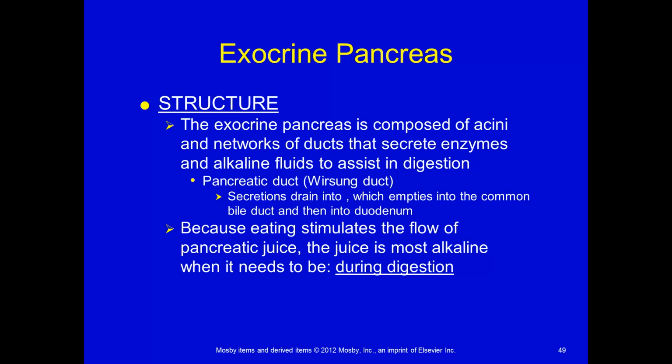There's a pancreatic duct where these secretions get drained into, and this duct is what empties into that common bile duct and then into the duodenum, as we mentioned already, where it all gets dumped into the small intestines. Because eating stimulates the flow of pancreatic juice, the juice is most alkaline when it needs to be, which is during digestion. So the alkalinity or the pH can actually fluctuate a little bit here and there regarding the pancreatic juice, but certainly most alkaline during digestion when it needs to be.